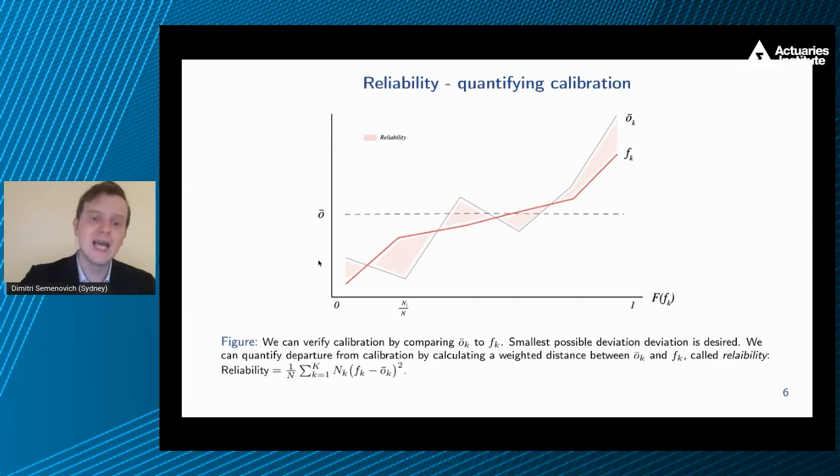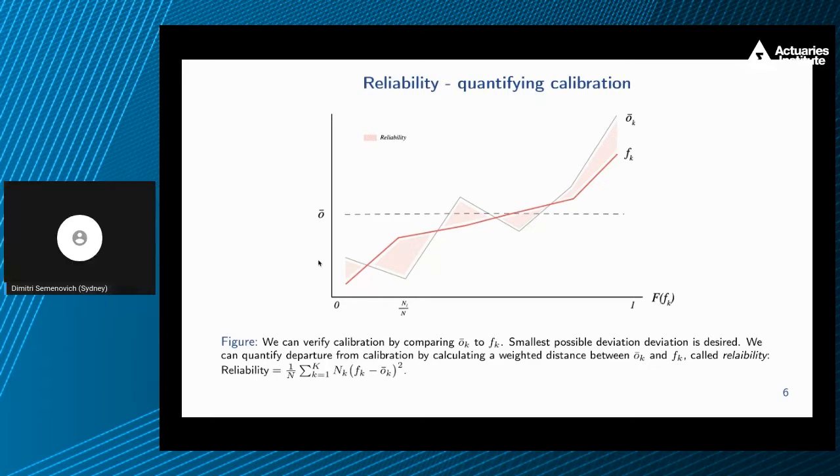It would also be nice to attach a numerical value to the quality of calibration, and that quantity is what you'd call reliability. It's literally just the distance between the forecasts and frequencies for those forecast levels. So the shaded area, and then we square the individual values. Or at least that's one way to define the distance.